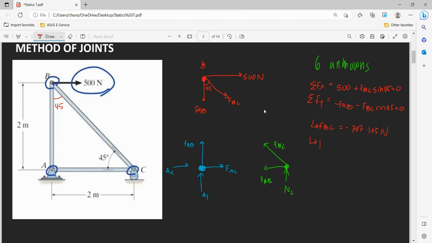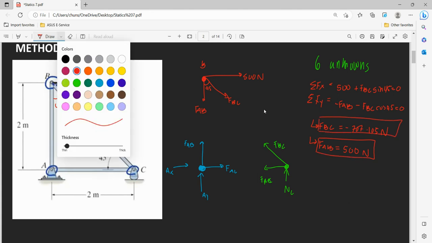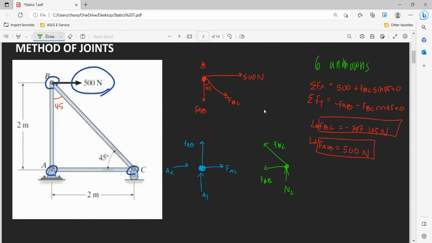And then you'd find FAB equal to negative our answer times cos 45, which is equal to 500 newtons. And you would use these to solve for the other unknowns. So you could do this for our pin C. Same thing, each one gets its own equilibrium equation.